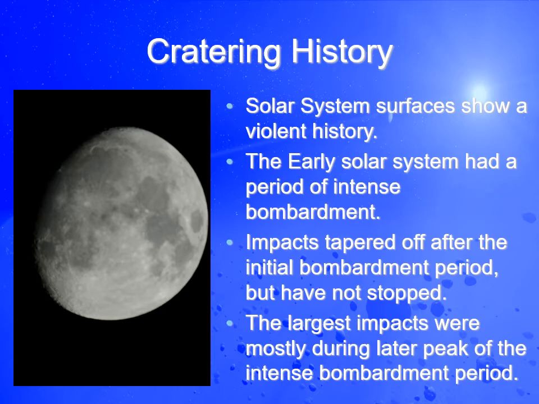After this period of intense bombardment, the number of impacts dropped off, but we can find out that some of the biggest impacts occurred right at the end of the period of bombardment. And those giant impacts gave rise to the seas, or these dark splotches that we see on the surface of the moon. Those are smooth regions that get covered over with volcanic basalt.